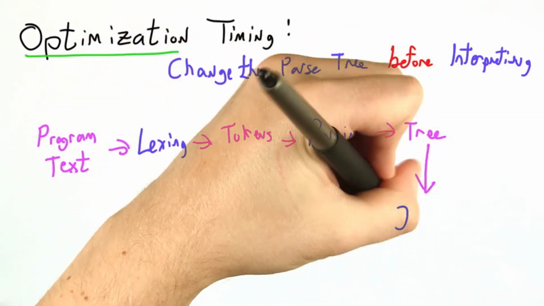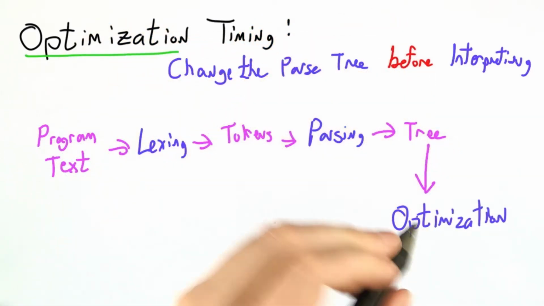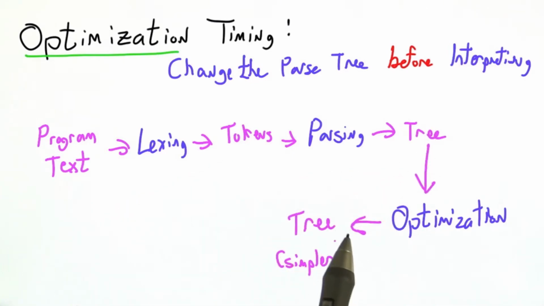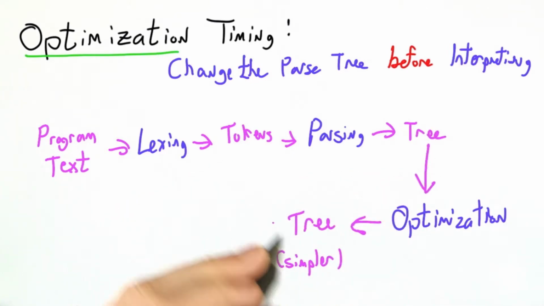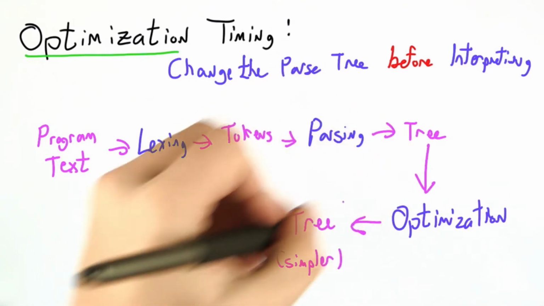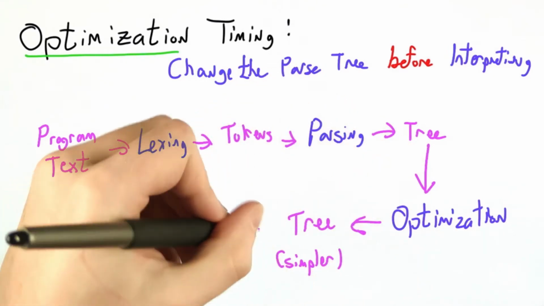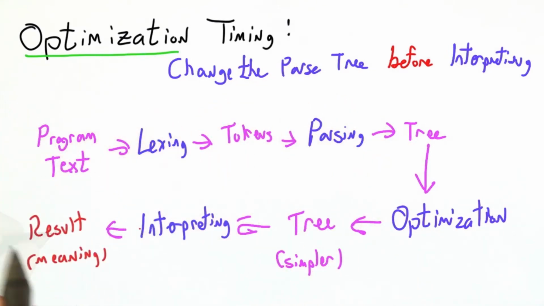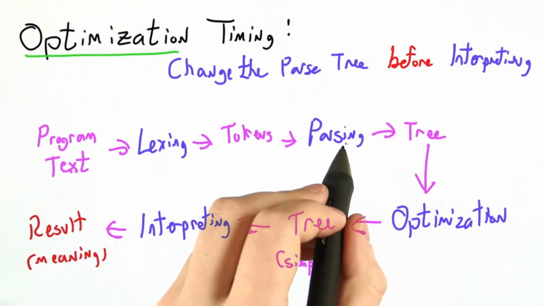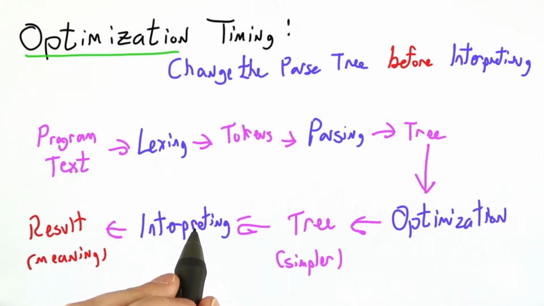And now, here's the new part. We're going to do optimization, which will also yield a parse tree, but hopefully a simpler one. If all else fails, do no optimizations and return the same one. Then we do our interpreting, and that gives us the meaning of the program, the final result. So we're going to fit optimization in after parsing, but before interpreting.